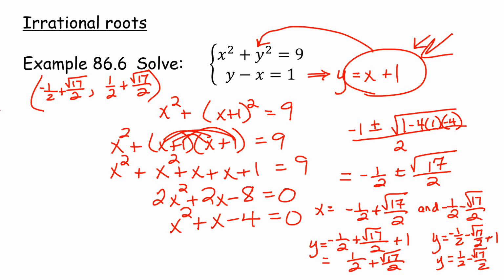And then the other one is going to be negative 1/2 minus the square root of 17 over 2, and 1/2 minus the square root of 17 over 2 for y. And when you have irrational roots, they will always come in conjugate pairs like this. Negative 1/2 plus the square root of 17 over 2, negative 1/2 minus the square root of 17 over 2. So the x's are a conjugate pair. The y's are a conjugate pair. That's always going to be the way it is.